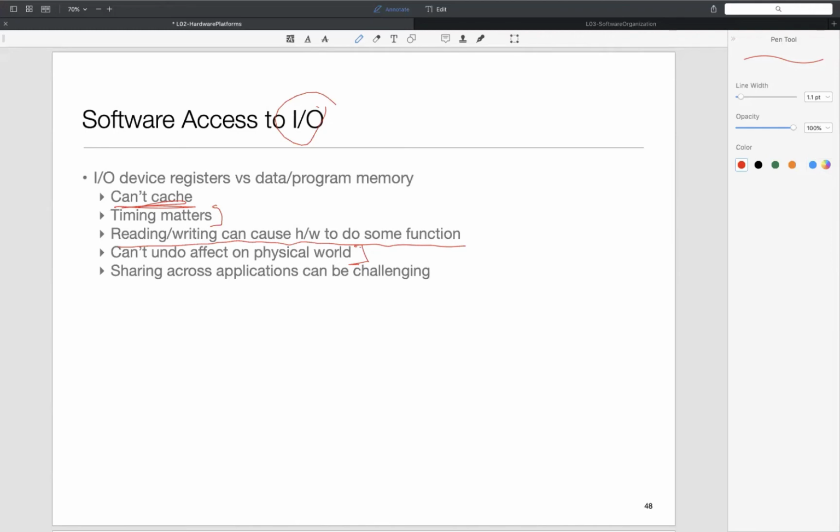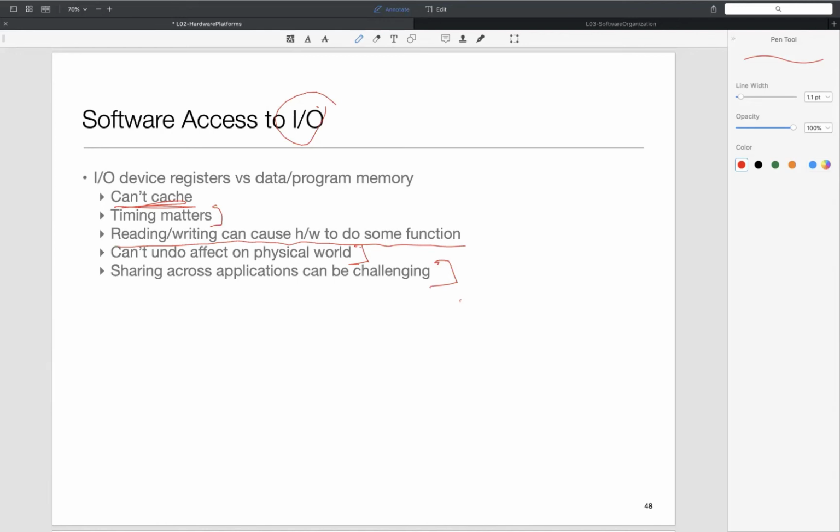And then finally, you do have to worry about sharing across applications. If you have multiple applications and they're sharing the same radio or the same robot arm, it's a much trickier situation to work with. You have to have some well-defined strategy to share this thing.